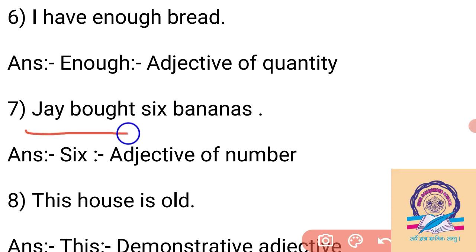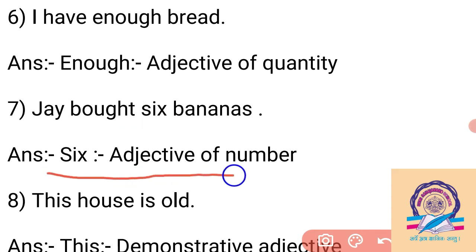Then, Joy bought six bananas. We can say that banana is a noun, and before the noun the number six is given. So six becomes an adjective, and what does six show us here? An adjective of number, because we can count it.